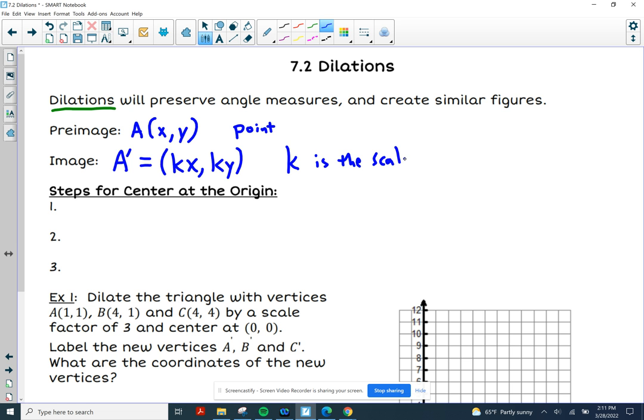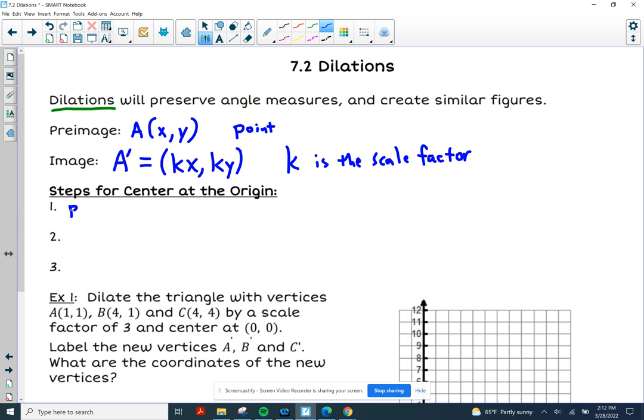So if, for instance, I had a scale factor of 2, I would multiply both the X coordinate and the Y coordinate by 2. In the first example that we do, we're going to have a scale factor of 3, so we would multiply both the X and the Y coordinate of point A by 3. Let's just get right into some examples really quickly. Before we do that, we'll talk about the steps when you have the center at the origin. And we're only going to do dilations with center at the origin this year, I believe.